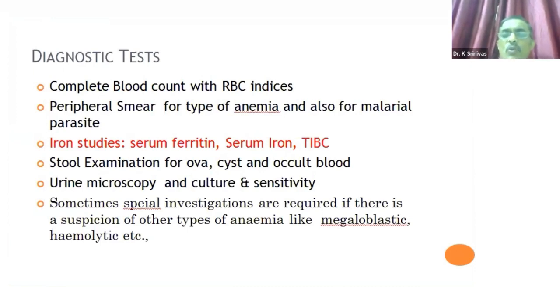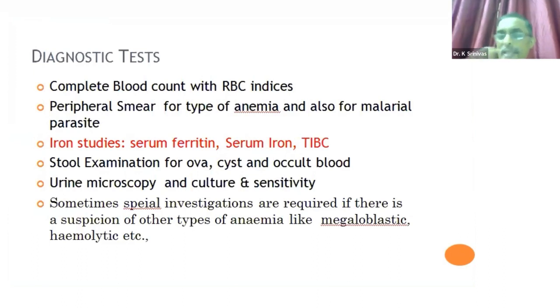So we may ask you, what's the importance of peripheral smear in the diagnosis of anemia? It may tell you the type of anemia. Sometimes it can also tell about the cause of anemia. So that's the importance of peripheral smear. I have put the next investigation in red. It is not absolutely necessary.